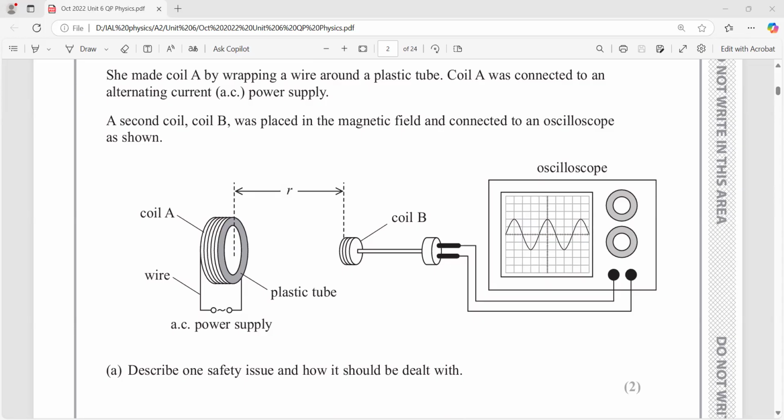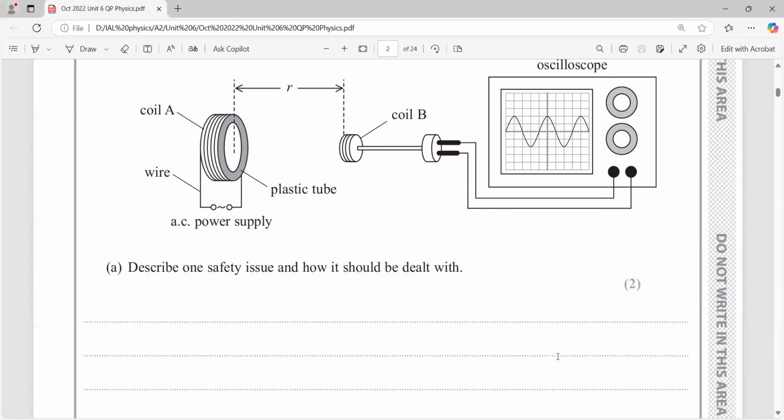So one mark for mentioning the risk. In an electricity experiment, the risk is producing heat energy, but in this case, as you can see, a wire is there, so a person may be at risk of electrocution, or might get an electric shock. Then how can we overcome this? We can connect a resistor here so that the current will be reduced, or we use a low power supply.